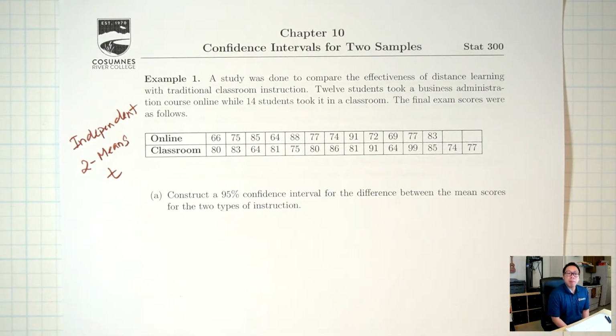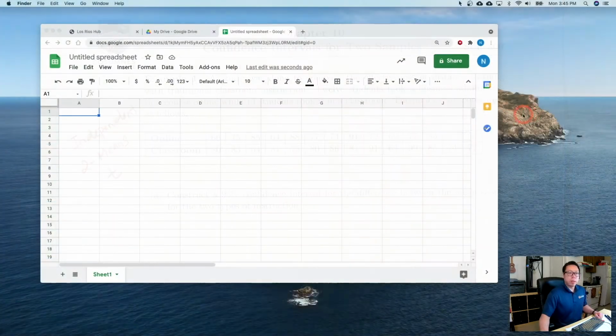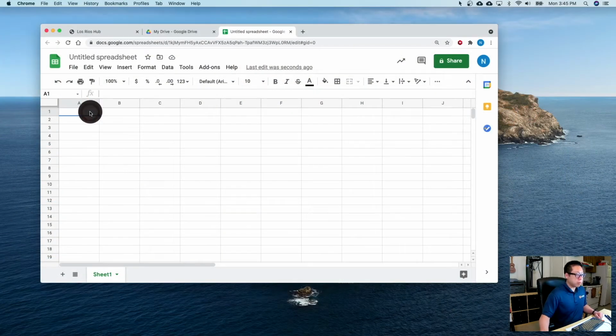All right, so now I'm gonna have to go to Google Sheets, enter the data, and then find the mean, find the standard deviation, and find the sample sizes. Here we are in Google Sheets. Let me enter my data. So I have online and I have classroom. I'll enter the data as a column. I'm gonna have an online column, and then I'll have a classroom column. For online, it's 66, 75, 8.